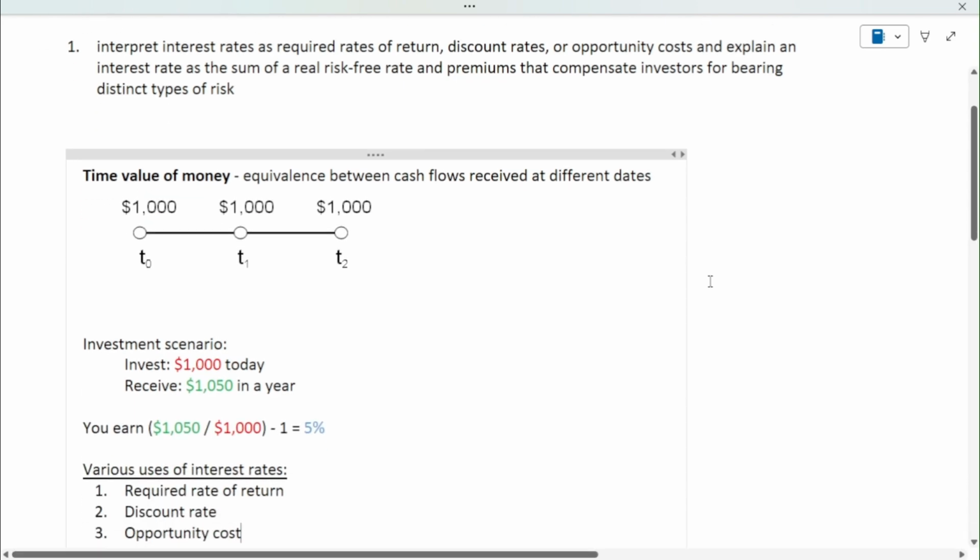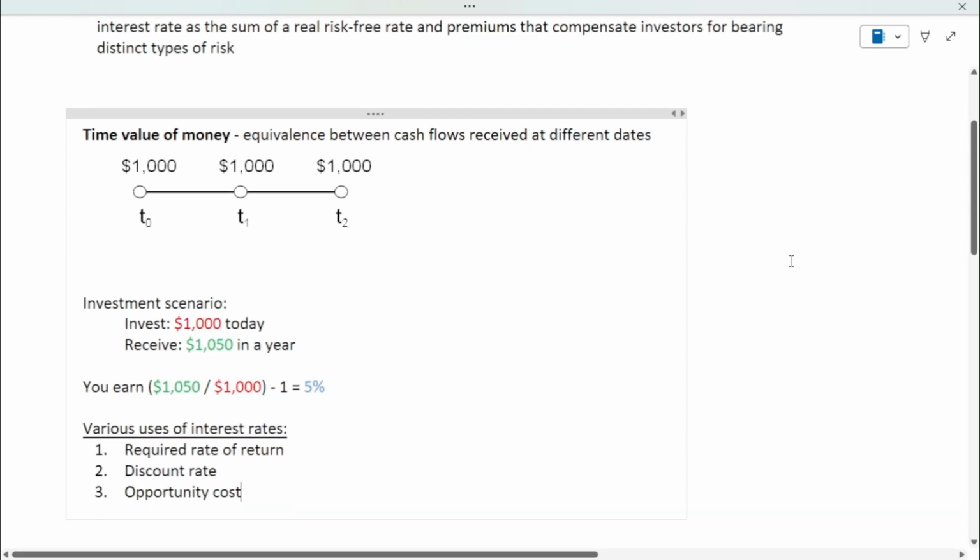Okay, let's start. In order to understand the significance of interest rates, we need to know about the concept of time value of money. Time value of money basically establishes the equivalence between cash flows received at different dates. As you can see in this diagram, I have put here $1,000 at 3 time points, year 0, year 1, and year 2. Well, time value of money tells us these values are not equivalent. They should not be equivalent.